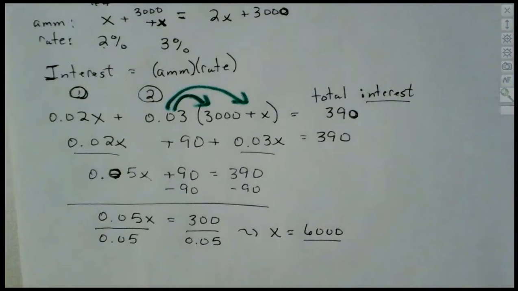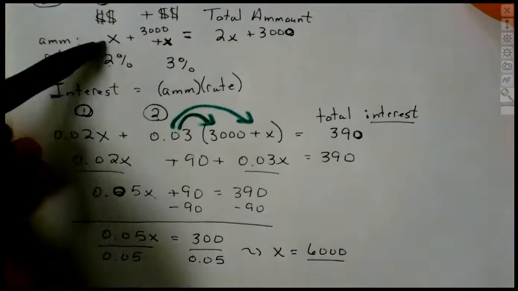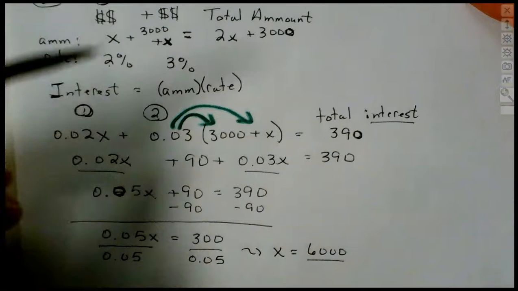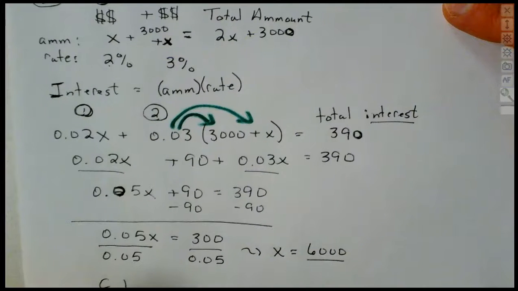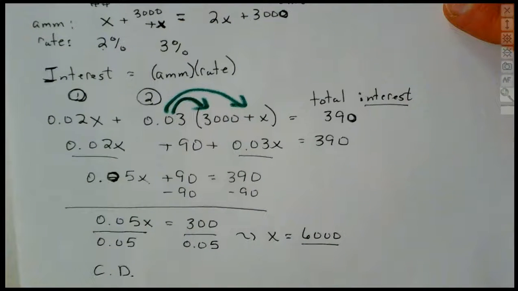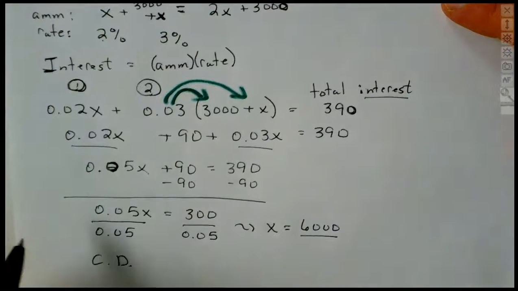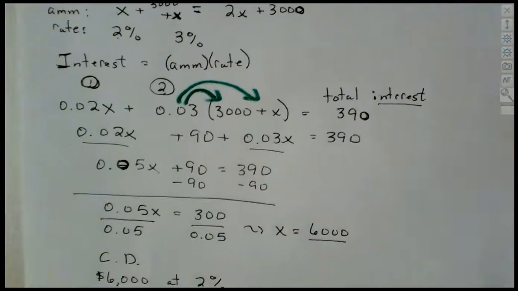Now we want to find the amount in each account. So we need to figure out how much goes with each one. So let's go back up and look at our bonds. All right, how much was in the bonds and the CDs? Well, we'll do the CD first. Sorry about that. CD is listed first, so we'll do it first. We've got our CD, certificate of deposit. How much is in there? X. So we've got our CD, and that's 2%. So for the CD, we've got $6,000 at 2%. That's your CD account.